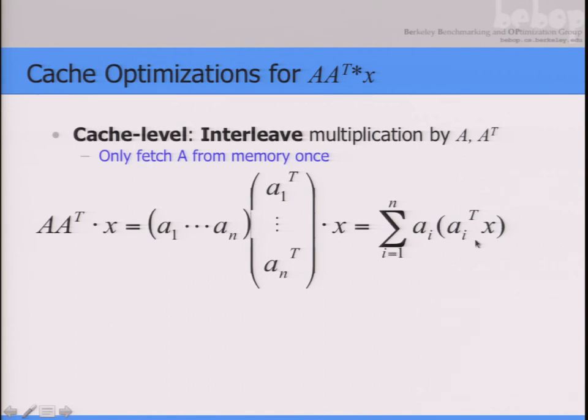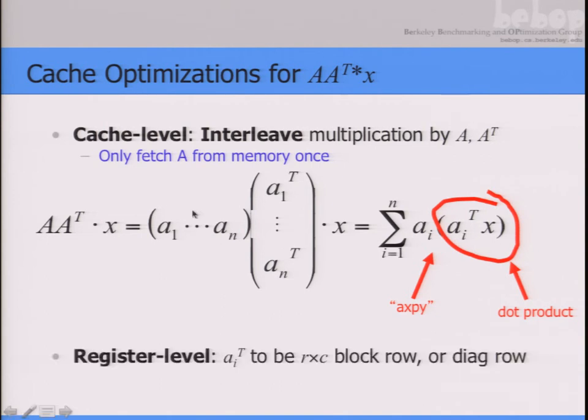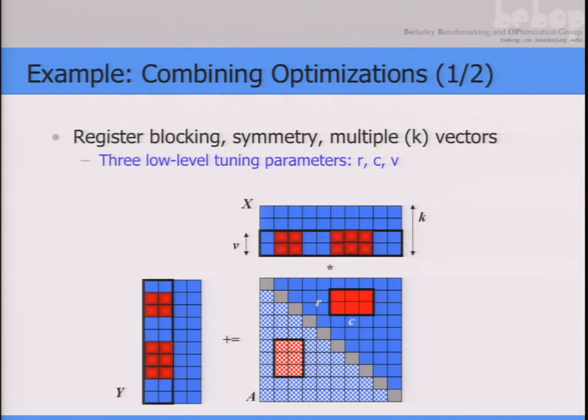So what does this say? That means that what I'm going to do is read in the first column, i equals 1, of A, and I'm going to do a dot product and keep it in memory. And then I'm going to take that scalar and I'll do an AXPY with that. So I get to use this first column of A twice, even though I've only read it once. And then I'll do it for a2 and a3 and a4, and so I get twice as much reuse as I normally would. And at the register level, of course, this wouldn't be a single column. This would be maybe R columns, or excuse me, C columns.